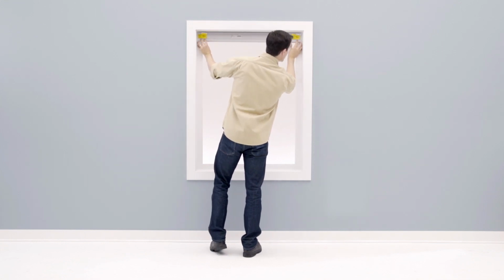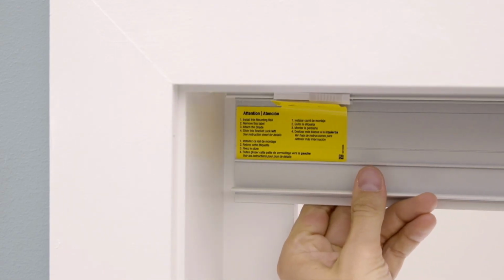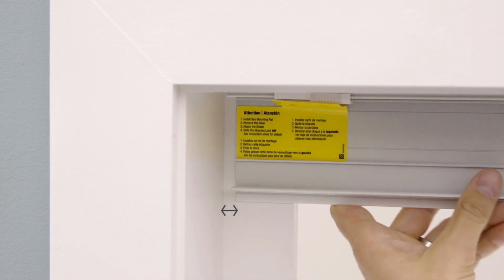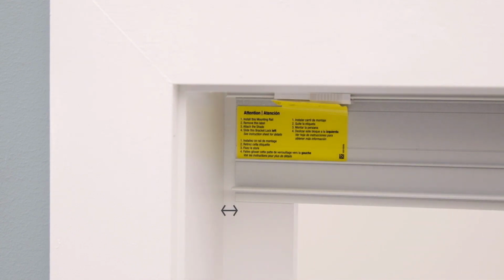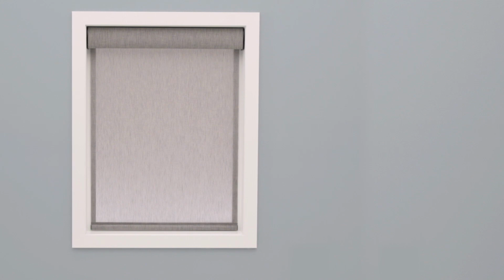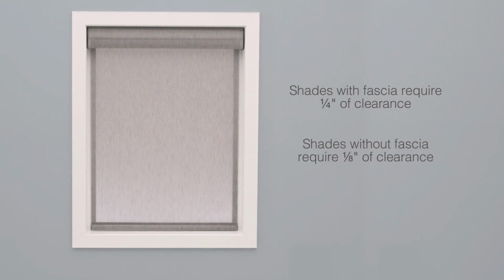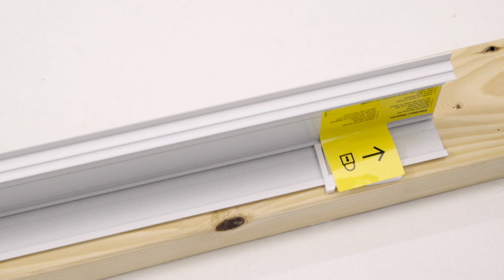If this is an inside mount, make sure that there is sufficient clearance between each end of the mounting rail and the window frame. Shades with fascia require 1/4 of an inch of clearance per side, and shades without fascia require 1/8 of an inch of clearance per side.